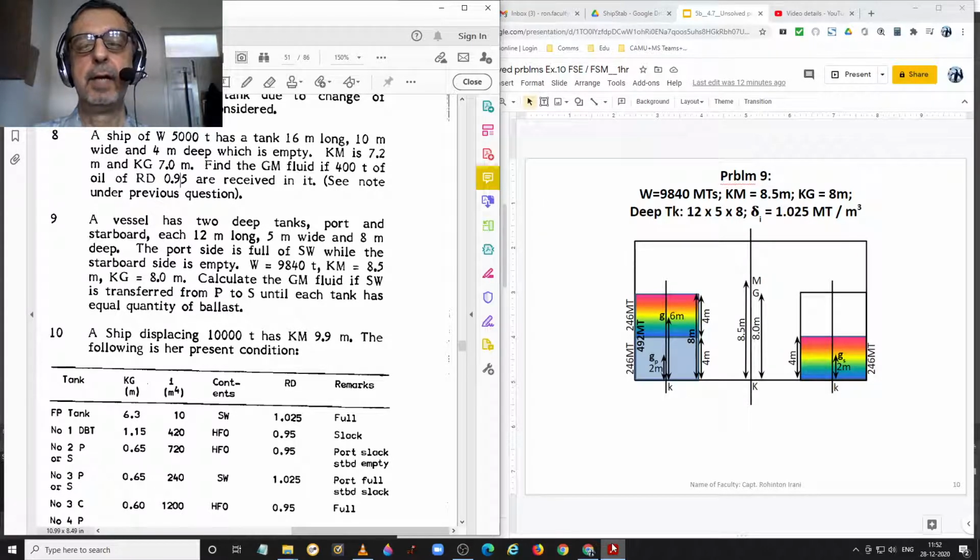In this video, I will be explaining the solution to problem number 9 on free surface effect from exercise 10 in Captain Subramaniam's textbook, Ship Stability 1.